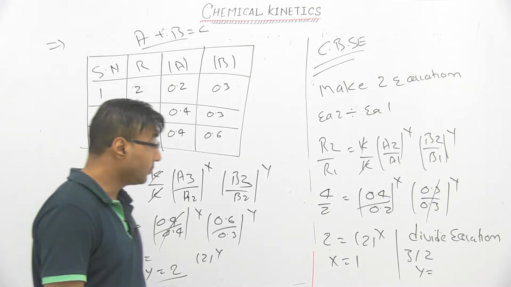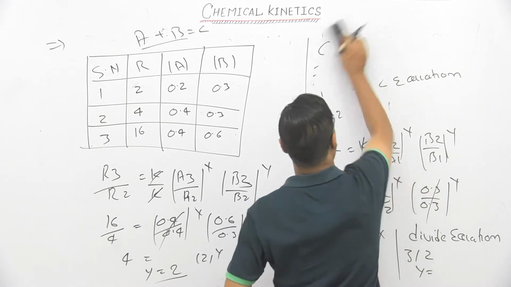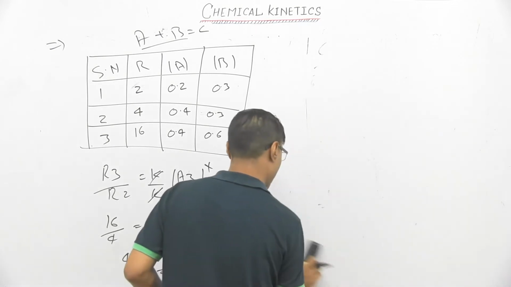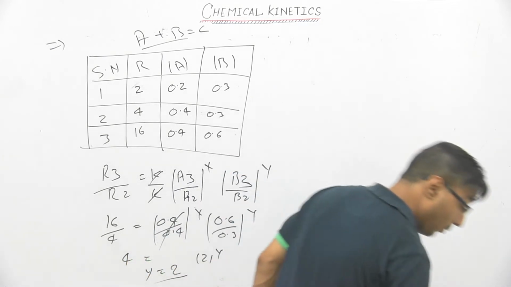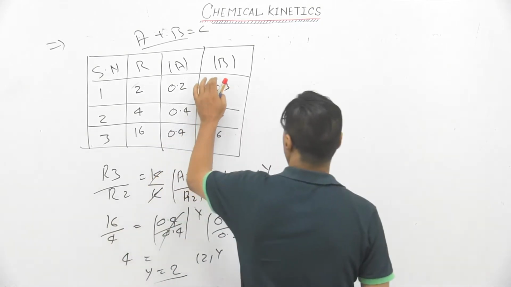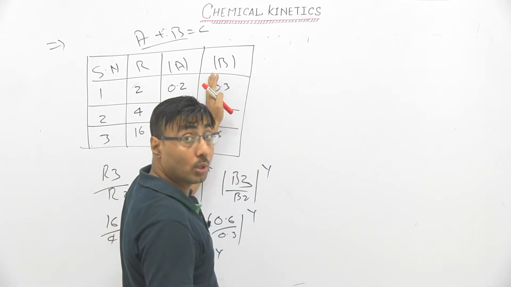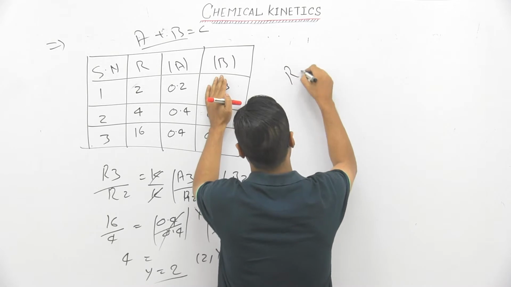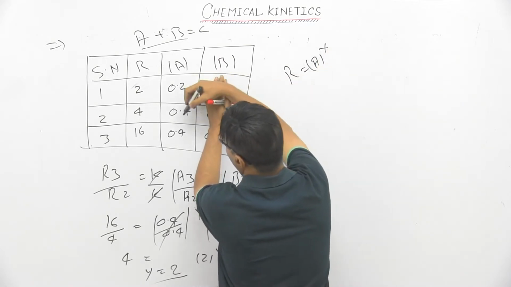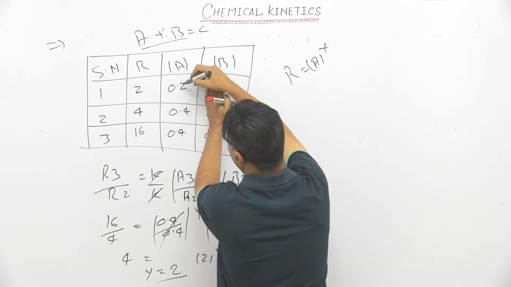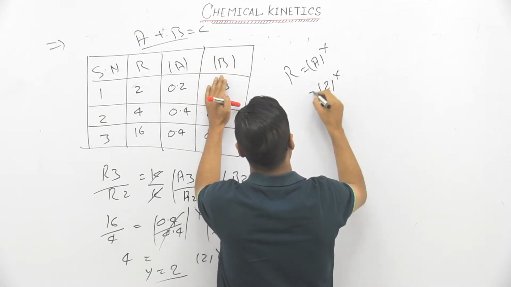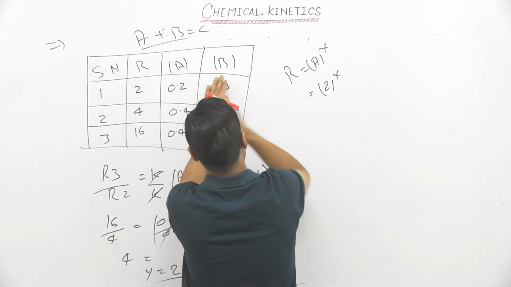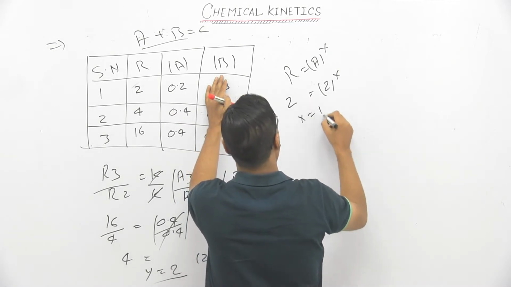But in entrance, remove that, take that equation where two are constant. Suppose this and this is constant. So keep the hand here. Now again the equation is R is equal to A raised to power x. What is the change in concentration? It's 2 times. What is the change in rate of reaction, R2 by R1? It's 2 times. So x is equal to 1.